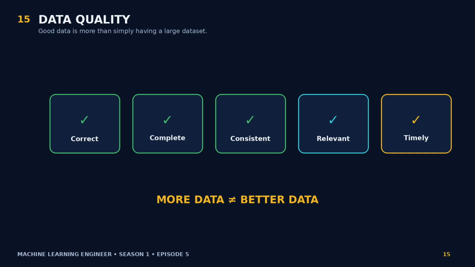Now we come to one of the most important topics, data quality. Good data should be correct, complete, consistent, relevant, and timely. If a customer's age is recorded as 350, that is not correct. If 30% of the values are missing, the data set is not complete. If one system stores India as IN while another stores it as India, you may have consistency issues. And data that is accurate but no longer relevant to today's business can still produce a poor model.